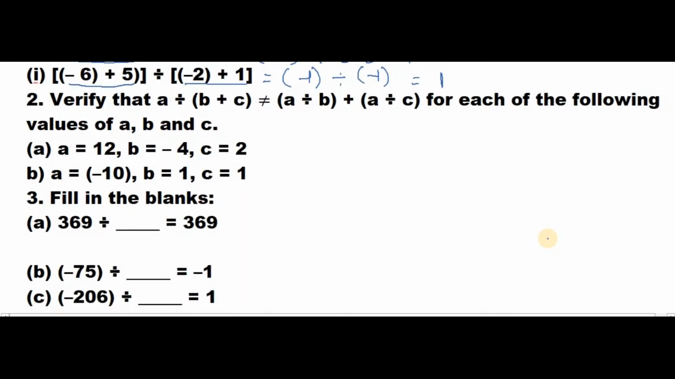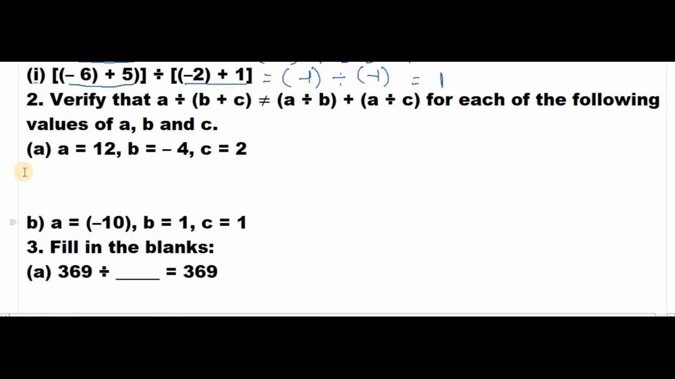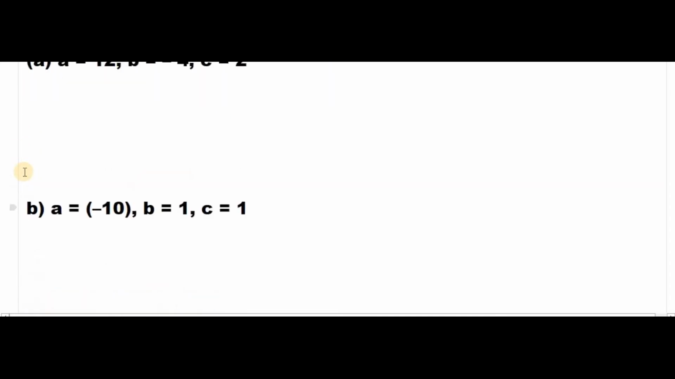Now we'll move on to the next question, students. Verify that a divided by (b plus c) is not equal to a divided by b plus a divided by c for each of the following values of a, b and c. Here he is asking, he has given some values of a, b, c, and he is asking us to check whether the values are going to be the same or not for the given equation.